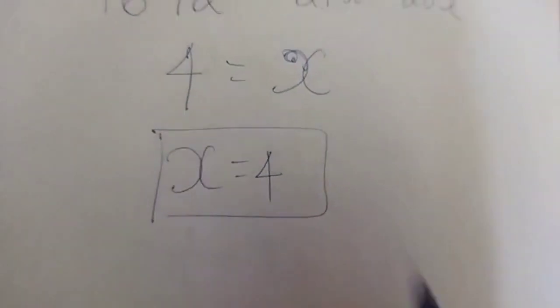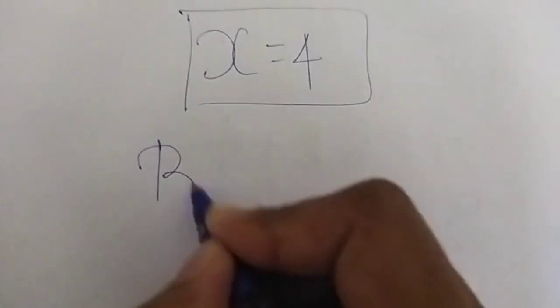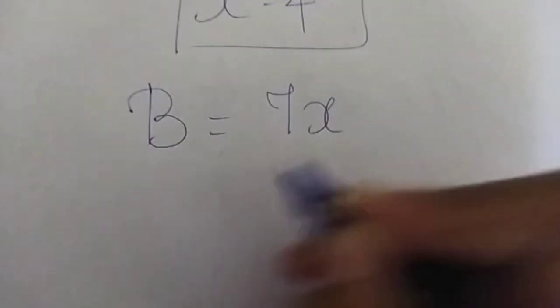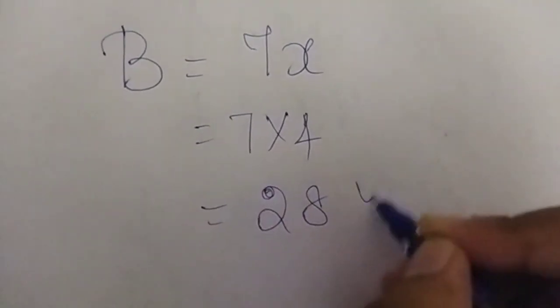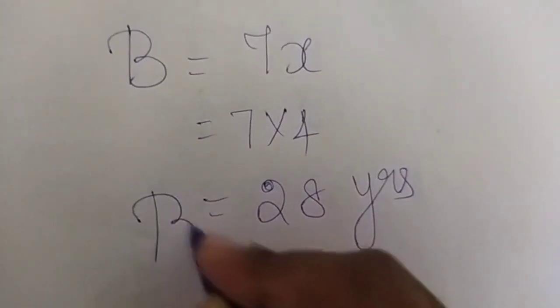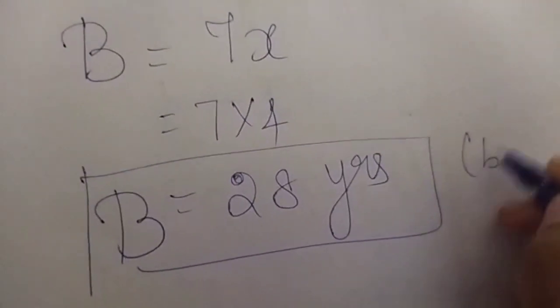They are asked what is the percentage of B. So now percentage of B is 7x. So 7 into 4, which is nothing but 28 years. So percentage of B is equal to 28 years, which is nothing but option B. Let's go to next sum.